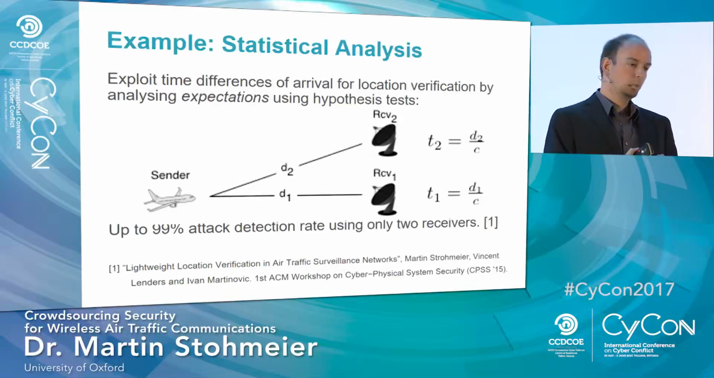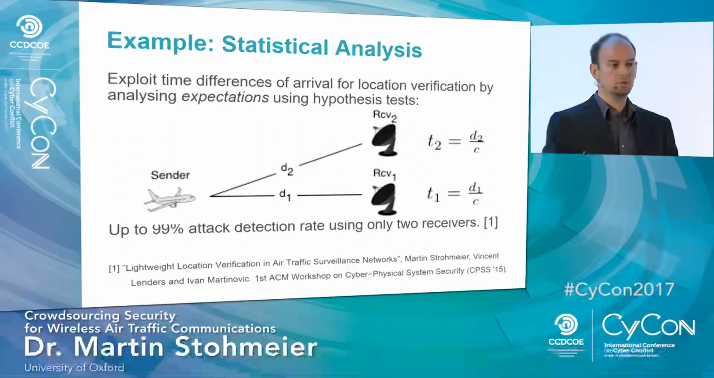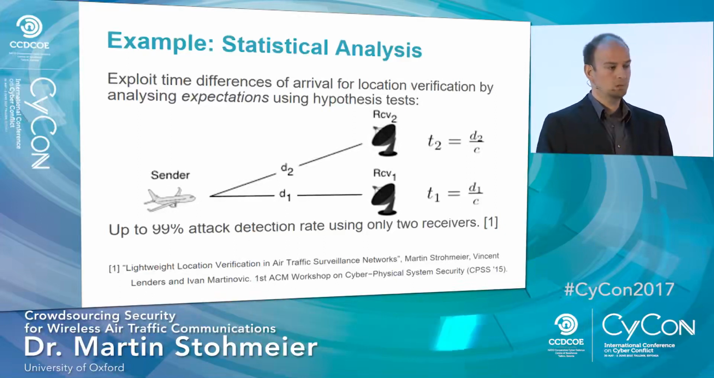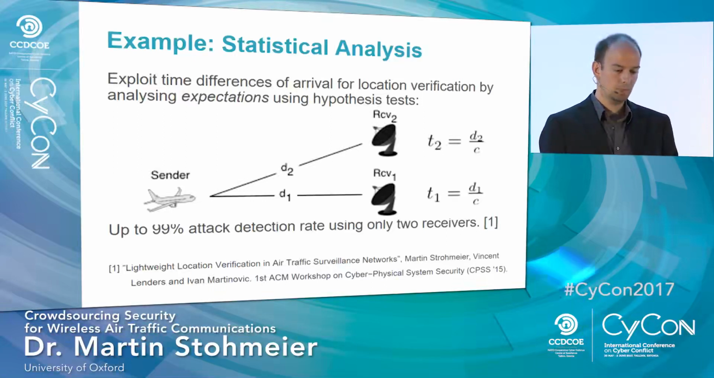So we look up what should be the timings from that given position that an aircraft claims to be in, and then we compare these expectations with our measurements. You run fairly simple hypothesis tests, and actually within 10, 20, 30 messages, you can find out that someone is not at the position that they claim to be.